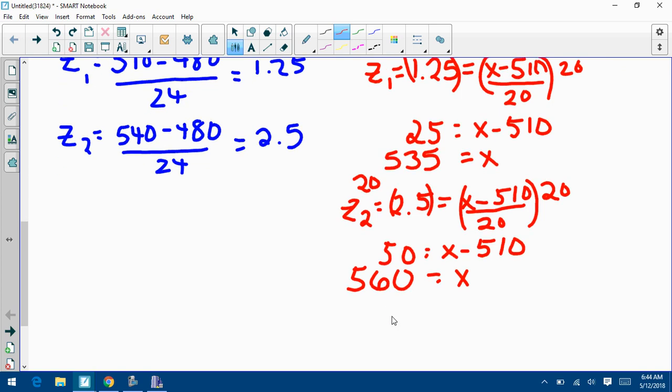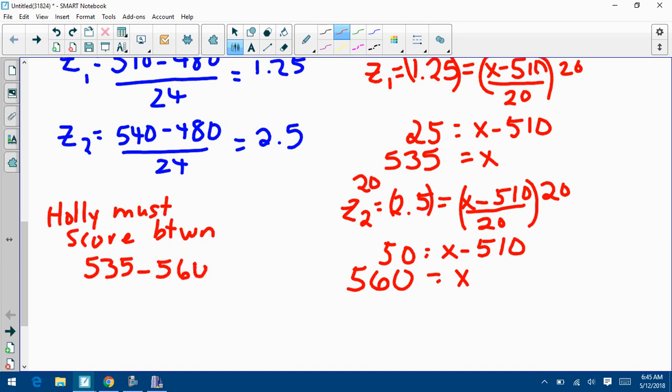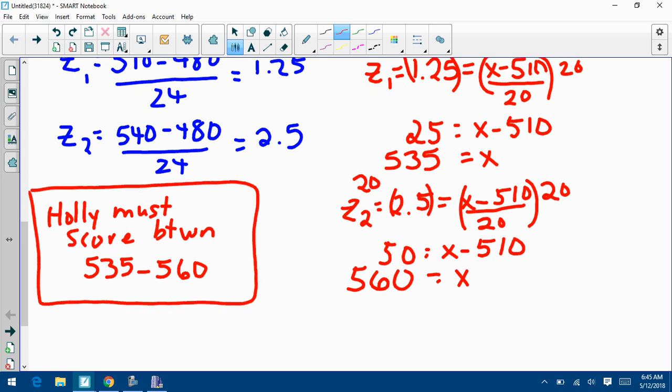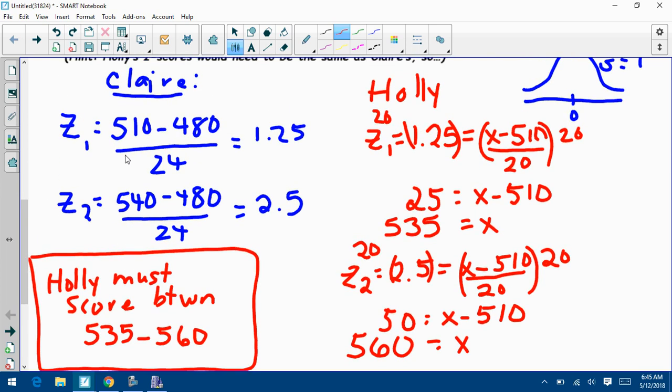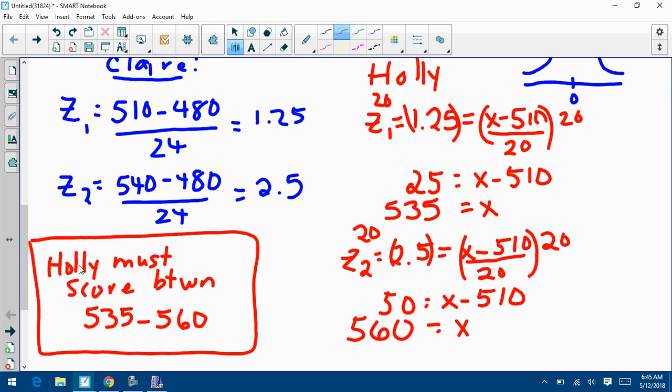So that tells us that Holly must score between 535 and 560. So Claire's score of 510 to 540 is equivalent to Holly's score being 535 to 560 on her SAT. So if Holly claims that she did better just because she got a 560, Claire can come back and say, well, no, your test was easier, so that's why you had to score higher to be as good as I was. And that's what z-scores are useful for.